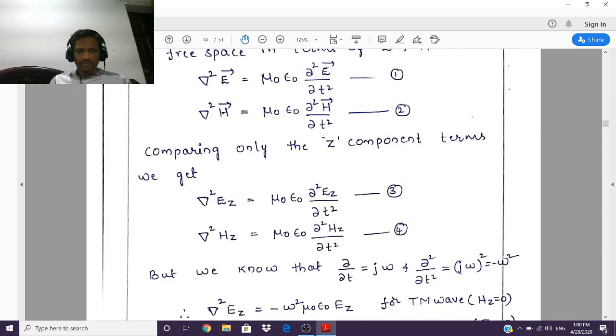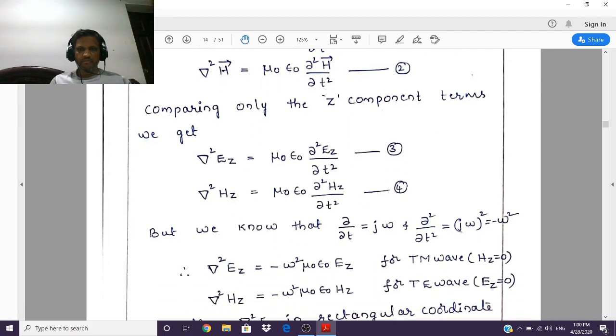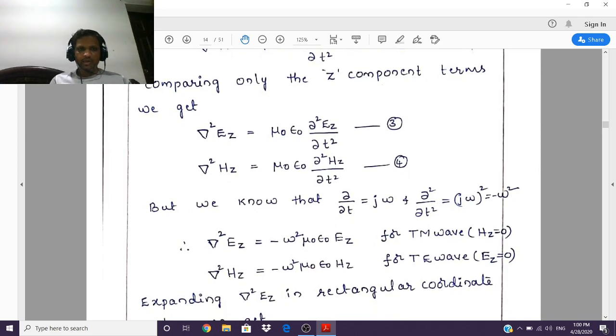Now, after comparing the Ez terms and Hz terms from equations 1 and 2, what we will get is del square Ez equals mu naught epsilon naught into dou square Ez by dou t square, which we call equation number 3. And similarly, del square Hz equals mu naught epsilon naught into dou square Hz by dou t square, which we call equation number 4.